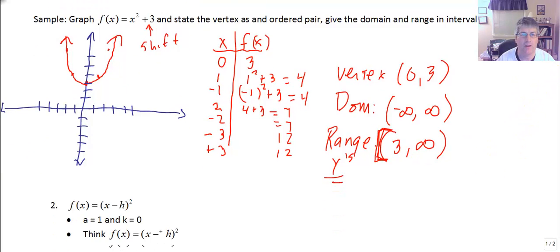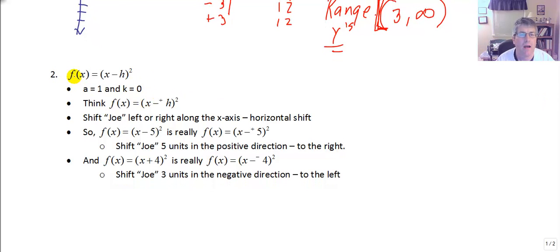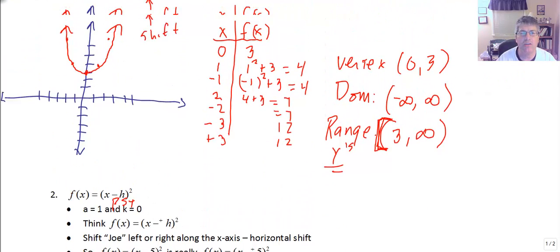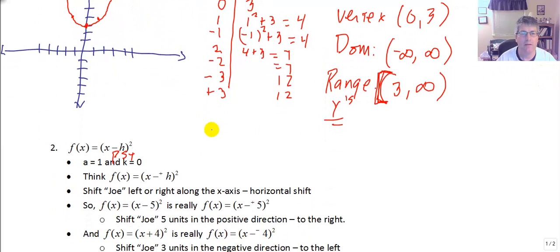So I've answered that question. So let's take a look at our function in a different format. Now we have f of x equals x minus h quantity squared. As it turns out, that's a perfect square trinomial. It's some quantity squared. That's going to give us a different impact here than x squared plus 3. Here, this is like x plus 0 squared plus 3. A little bit different than what we see down here.